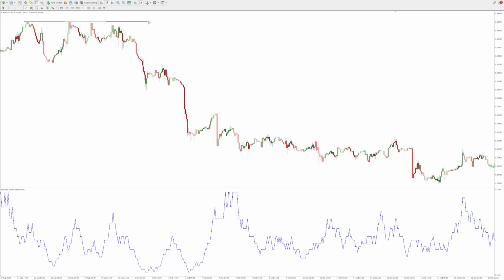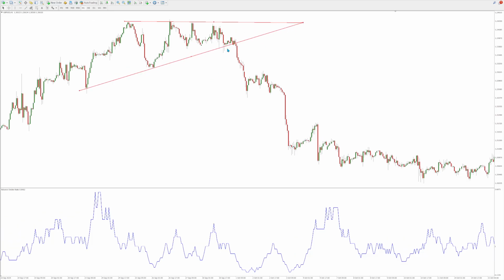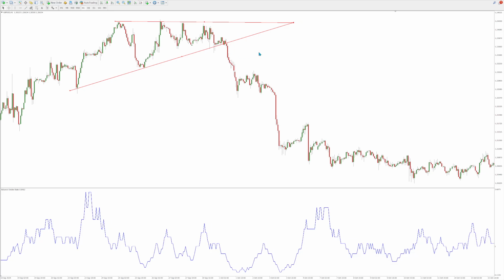So the indicator you can see here, as I said, the first thing I'm going to do is I'm going to draw my resistance and my support. Okay, you can see a nice wedge formation there. And what we're going to do in this instance is we will wait for a breakout to the downside, which is exactly what we got there. The signal of a bearish reversal.